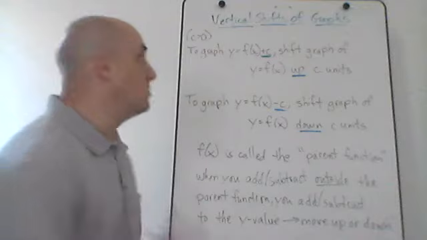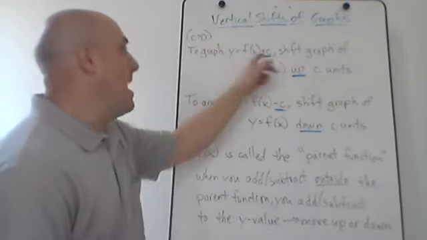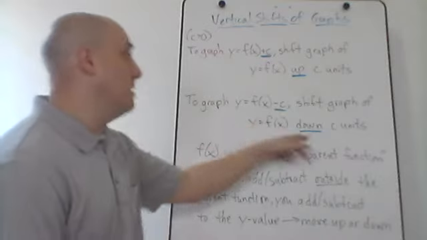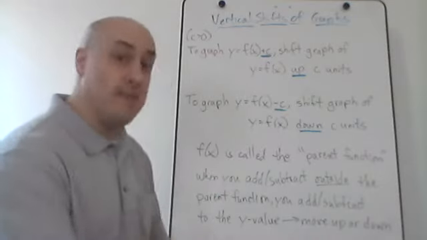Alright, so those are the rules for a vertical shift of the graph. When I add a number outside of the parent function, I go up c units. When I subtract a number on the outside, I go down by that many units.